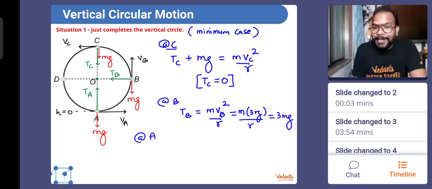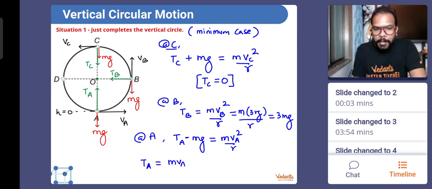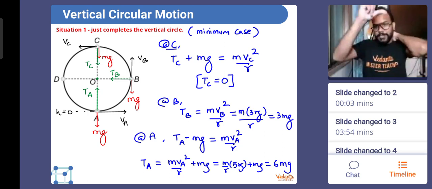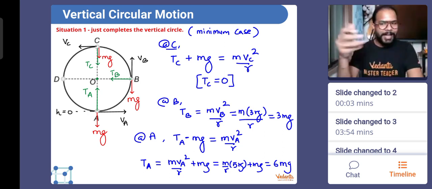And at A, tension TA is acting towards the center, and opposite to the center, mg is acting radially outward at A, trying to oppose TA, so it should be equal to mva square by r. So what will be the value of TA? mva square by r plus mg. And root 5 rg, so this will be m by r times 5 rg plus mg, which comes out to be 6 mg. Look at the difference: 6 mg, 3 mg, 0.